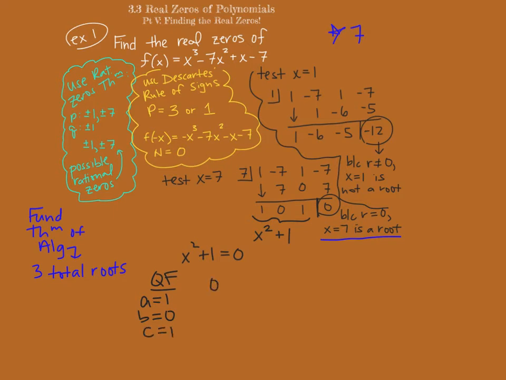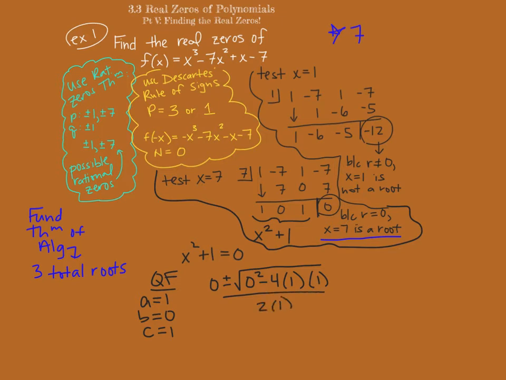So we'll have the opposite of b, plus or minus the square root of b squared minus 4 times a times c all over 2 times a, which gives us 0 plus or minus the square root of negative 4 all over 2. Because we have a negative under the root, that means that we have imaginary solutions. Our discriminant is negative. We do not have real solutions to this quadratic. So these are imaginary roots or solutions. That means that the final 2 roots out of the 3 total ones for our cubic are imaginary. The only real root is 7.